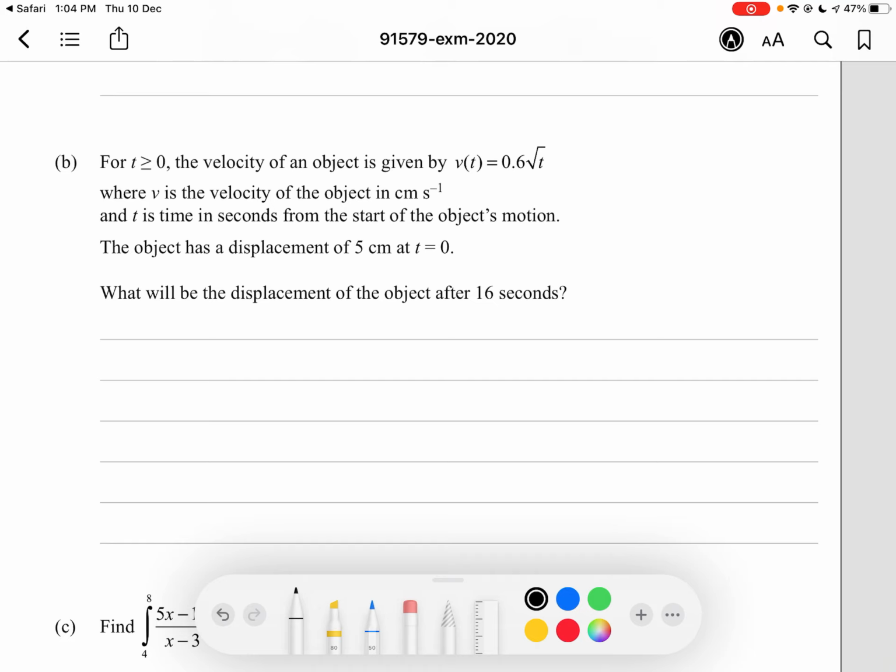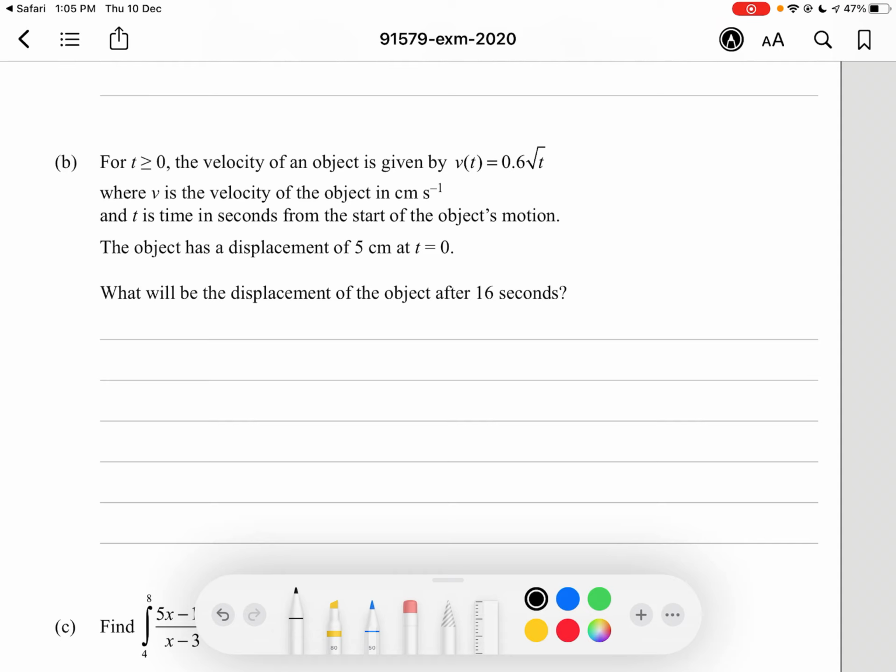Question B, for t greater than or equal to 0, the velocity of an object is given by v of t equals 0.6 square root of t, where v is the velocity of an object in centimeters per second, and t is the time in seconds from the start of the object's motion. The object has a displacement of 5 centimeters at t equals 0. So what is the displacement of the object after 16 seconds?